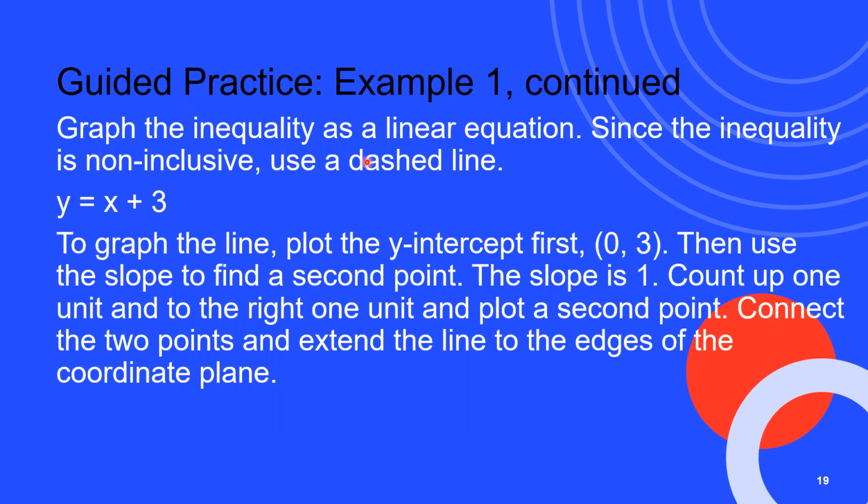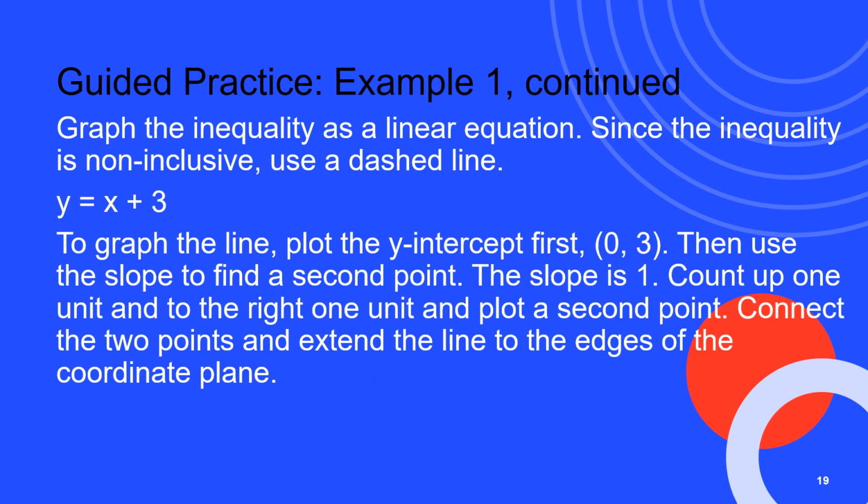Graph the inequality as a linear equation. Since the inequality is non-inclusive, use a dashed line. So we can rename that as y is equal to x plus 3. To graph the line, plot the y-intercept from 0, 3, and then use the slope to find the second point. The slope is 1. Count up 1 unit and to the right 1 unit to plot the second point. Connect the 2 points and extend the line to the edge of the coordinate plane.